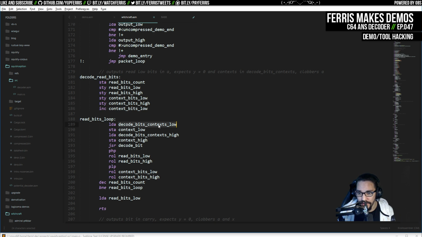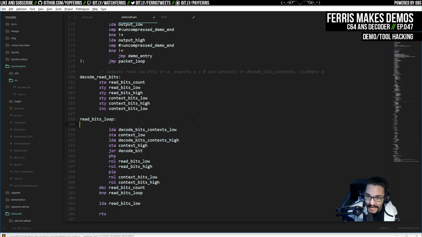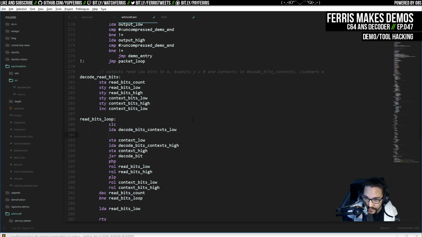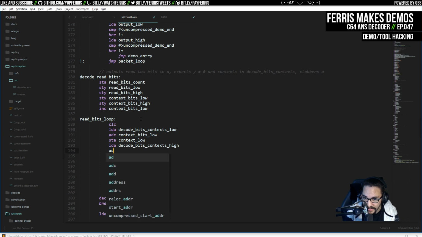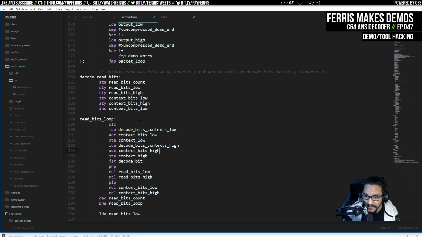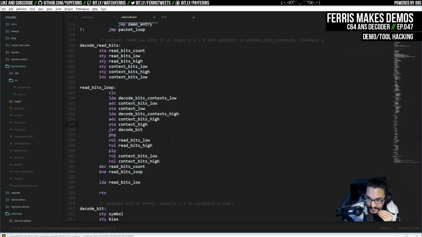And what we want to do here is, for selecting the context, right now we just take these decode bits context values. What we want to actually do is add back these context bits. So we can do clear carry, load context bits low, and then add context bits low. Store that in low, and then we'll leave the carry because we're going to do 16-bit addition here. So we're going to add context bits high. That actually should be it in terms of context selection. That wasn't a lot of code.